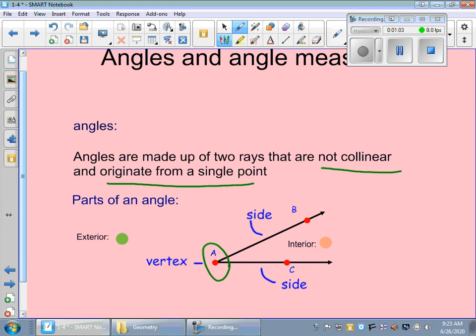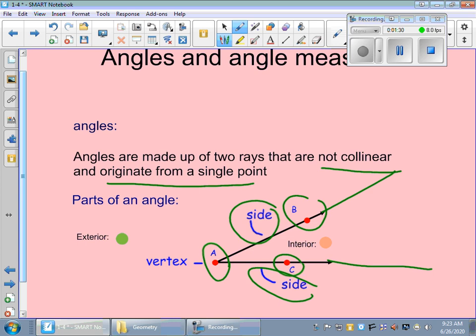You can see this is going to be point B, and AB is a ray, and you can see that AC is a ray. So those are rays that connect at a single point, vertex A, and these rays actually go on forever. So this angle continues out. If you wanted to continue it that way, that angle would continue. You can see this is forming the side of an angle, and this forms the side of an angle.